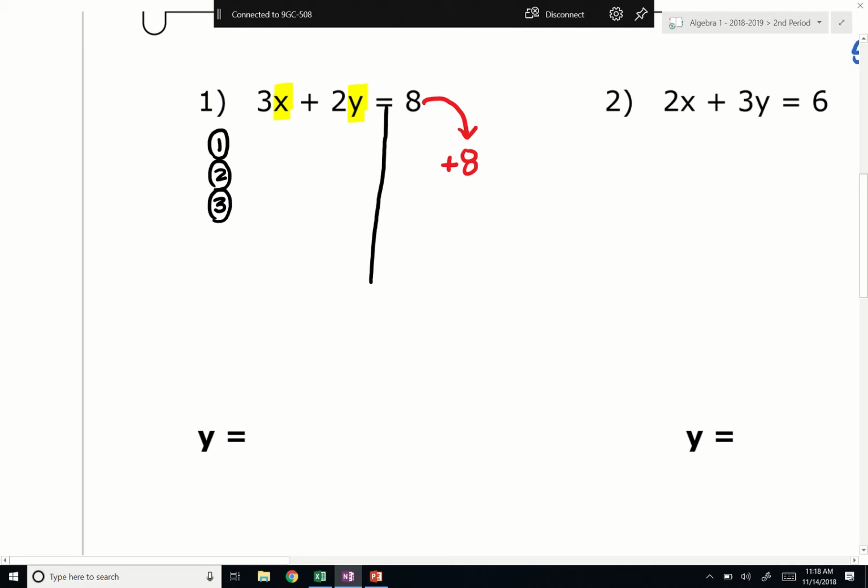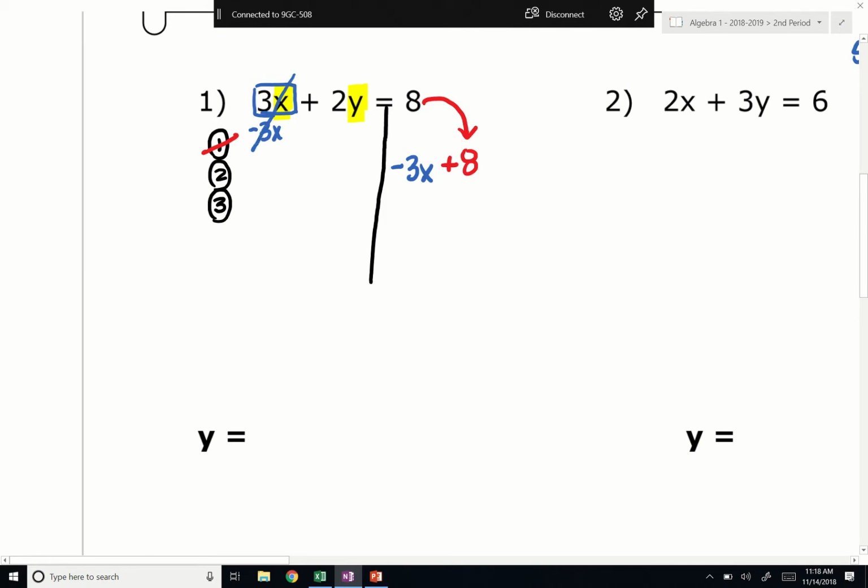Does everybody see how I created a little bit of space? So I spaced out the 8. I'm done. My second step is to move the x's. The only way to move something is to make it jump the line. When you jump the line, you change the sign. So if it's positive 3x here, in order to move it, it becomes a minus 3x, negative 3x.